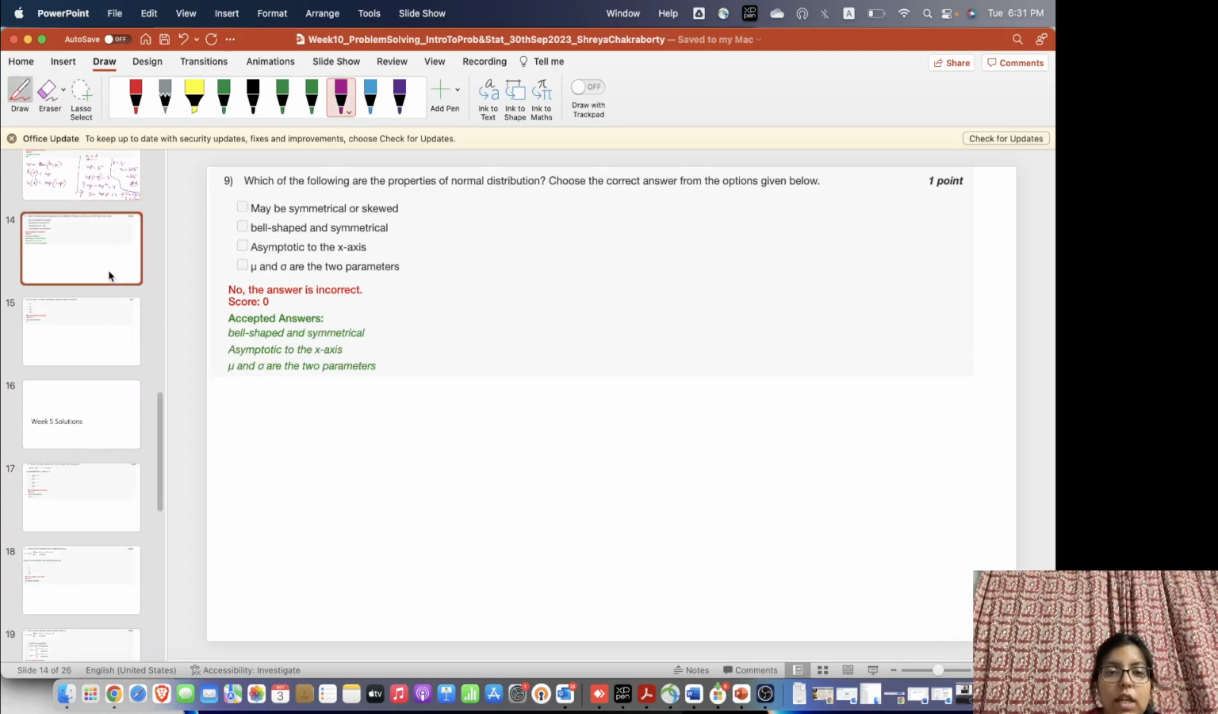Let us move on to the next one. The question is, which of the following are the properties of normal distribution? Choose the correct answer from the options given below. The options say: may be symmetrical or skewed; bell-shaped and symmetrical; asymptotic to the x-axis; and mu and sigma are two parameters. So except the first one, all three are correct.